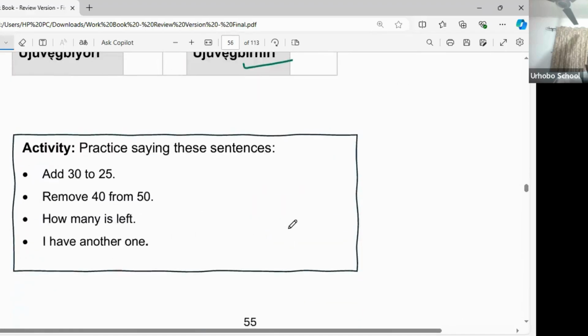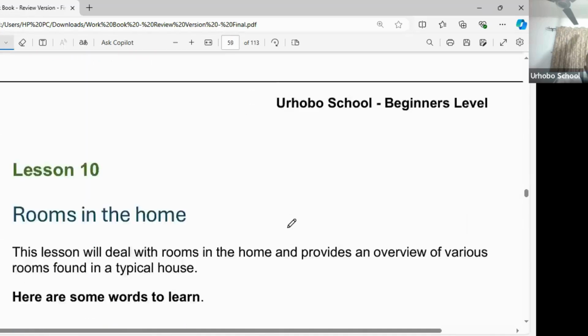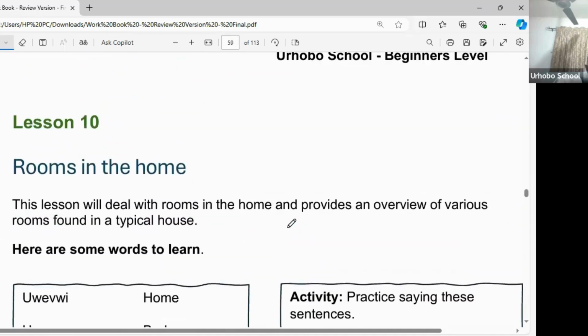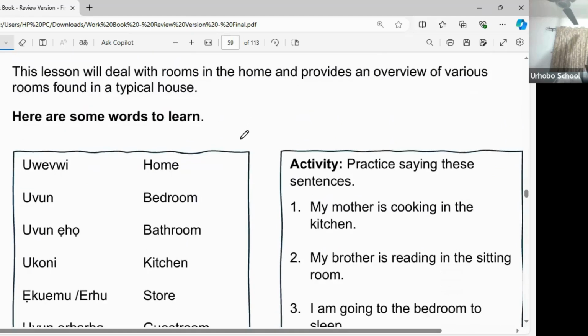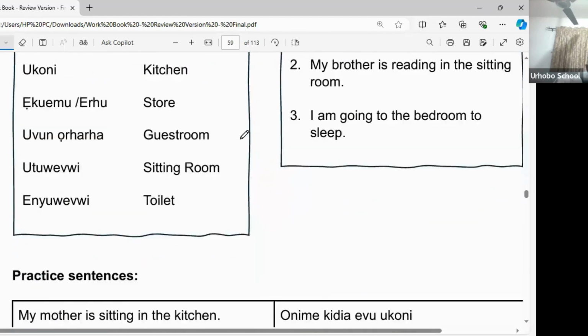In our next lesson, we'll be looking at rooms in a home, and you have it here in your workbook. So practice what we did today and also prepare for the next class by going through the workbook.